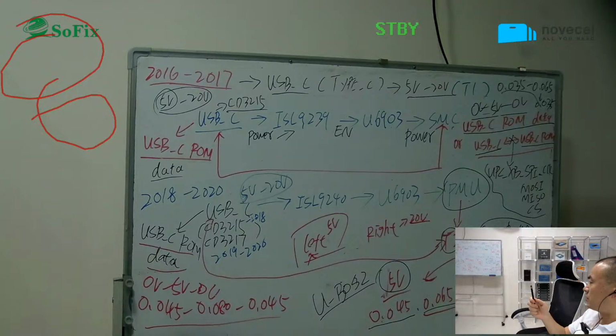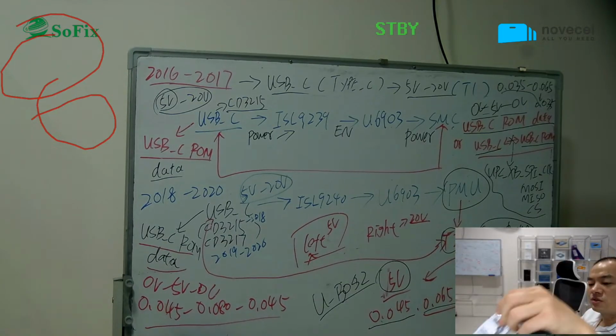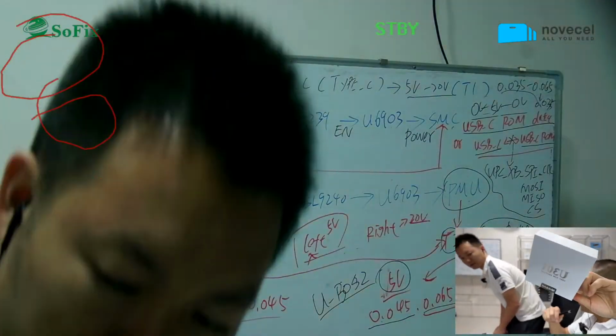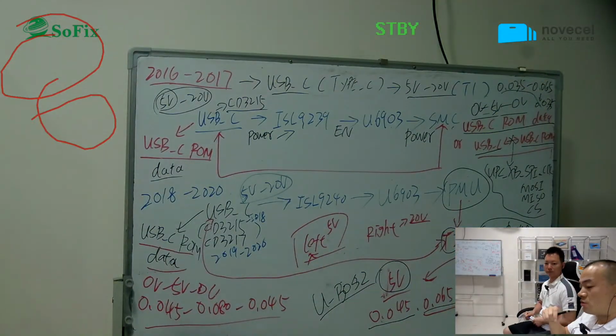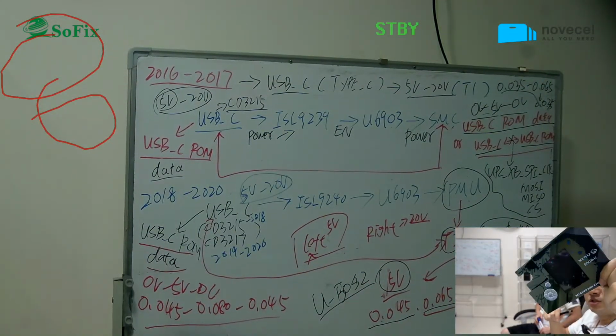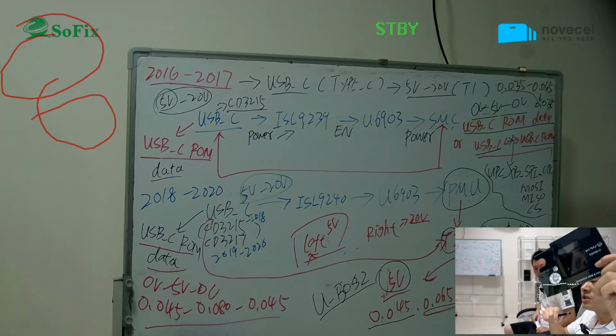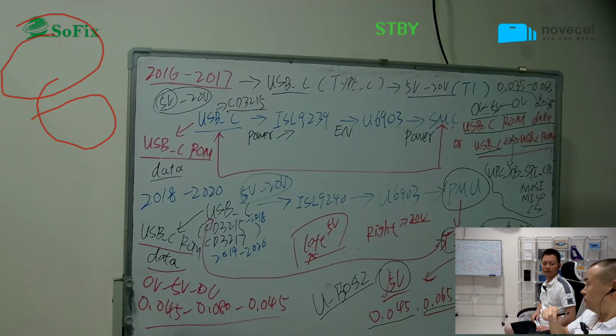If we want to reprogram the USB-C ROM, we're using this U301. This is the tool we're going to be using for the USB-C ROM. And this is the U-Bus 2, the tool we're going to be using for the T2 ROM.